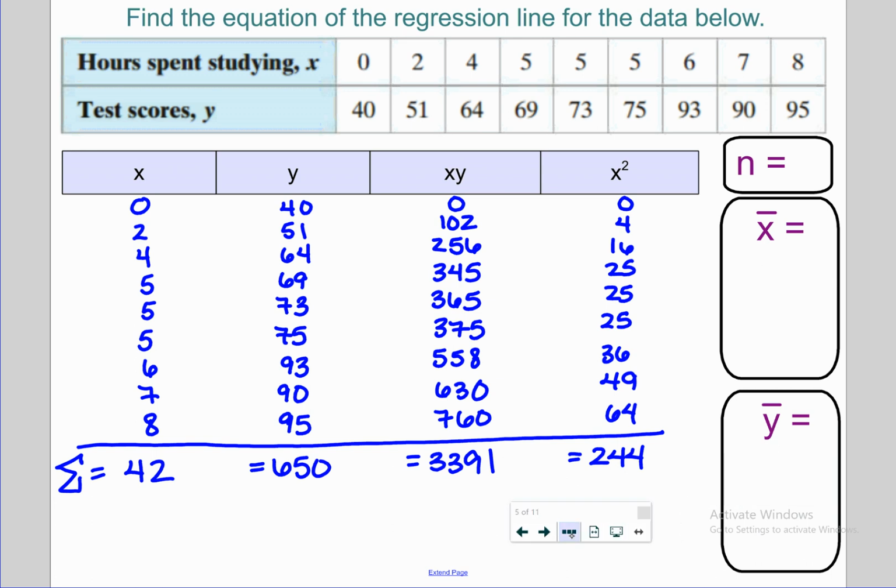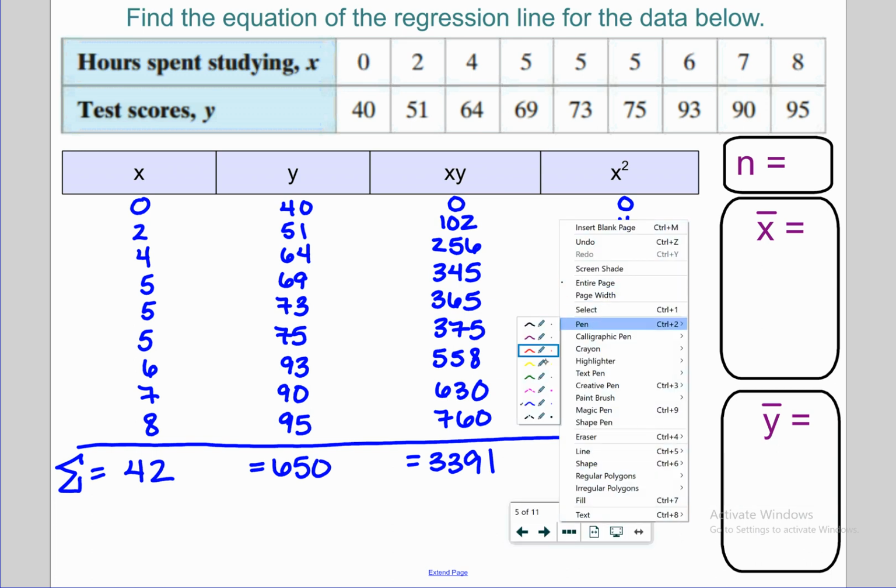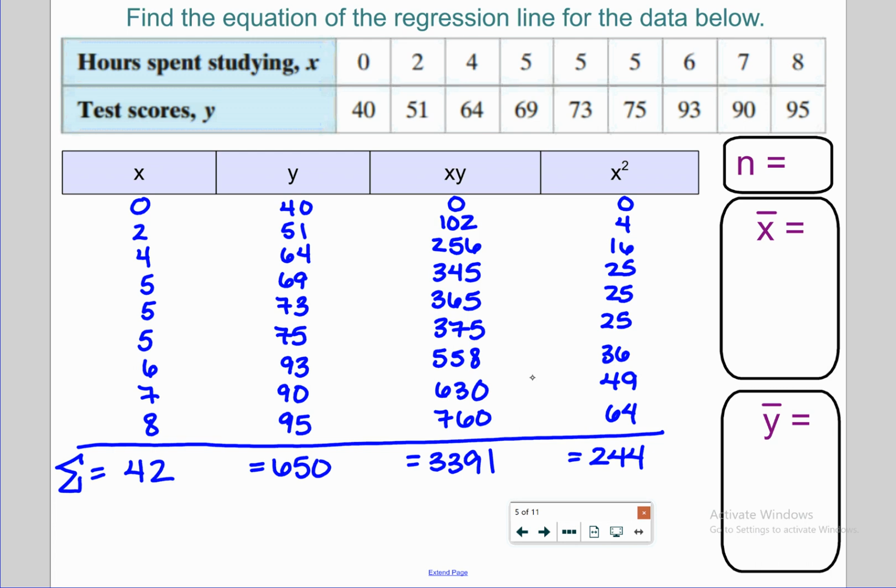What's n in this problem? We did that yesterday. What is it? 9. Just the number of pairs of data that you have.